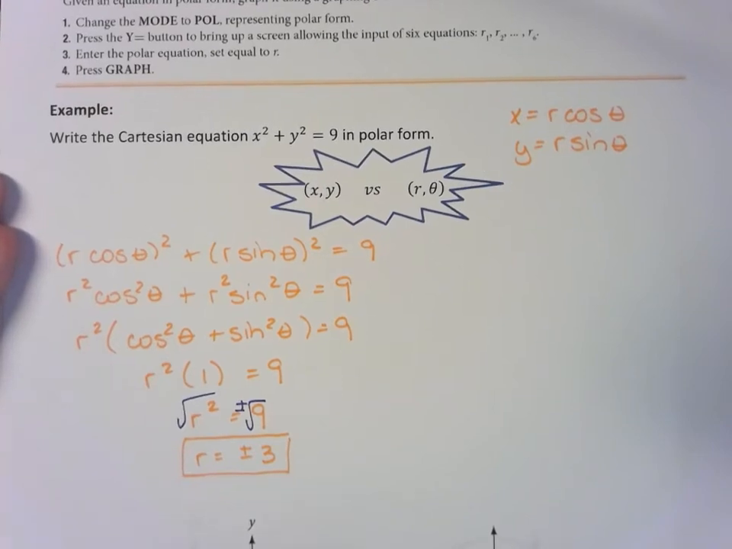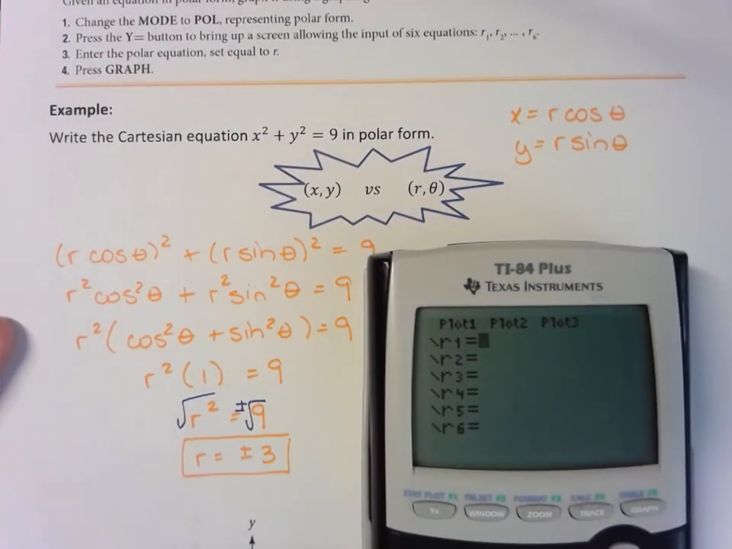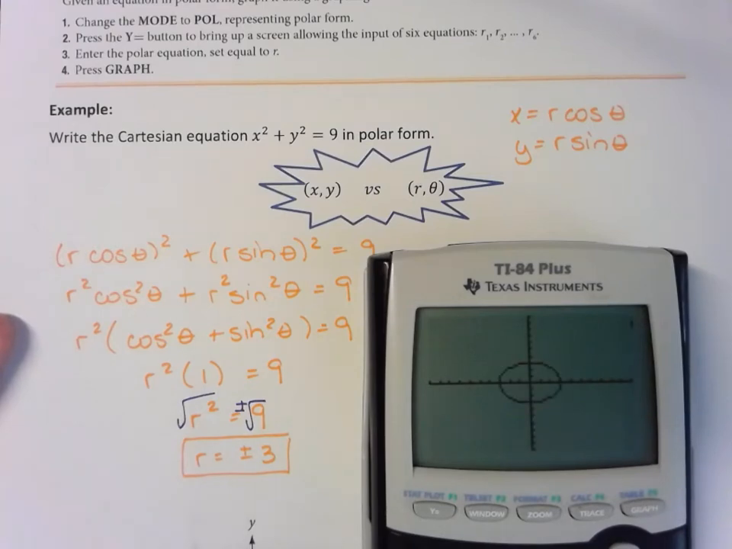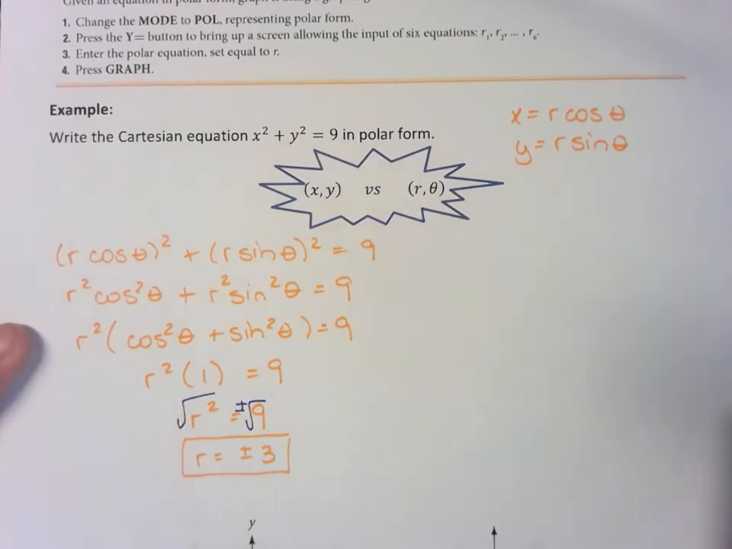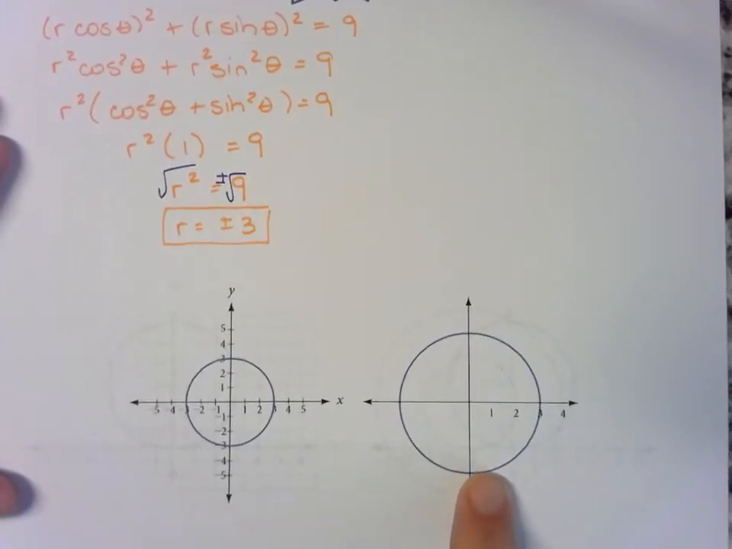So how does this look if we were to graph it? There are pictures at the bottom of the page, but I want to show you how you get that in your calculator. So I've already changed it to polar mode. I just want to put 3 and negative 3. R equals positive and negative 3, and graph it. We have a circle. That is represented here in this example.